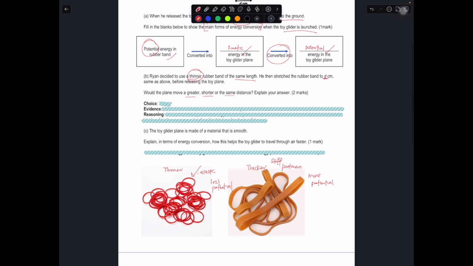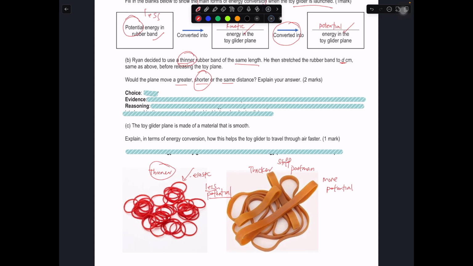So now we know that if we use a thinner rubber band and stretch it to the same distance, it has less potential energy. Chances are it's going to convert to less kinetic energy and travel a shorter distance. So the choice is very clear. Choice: shorter distance. The evidence is thinner rubber band. Thinner rubber band is more elastic, more stretchable, and requires less force to stretch to the same distance d cm.